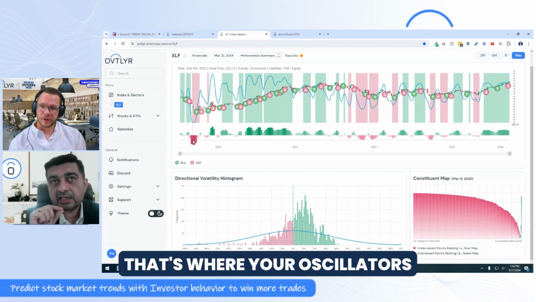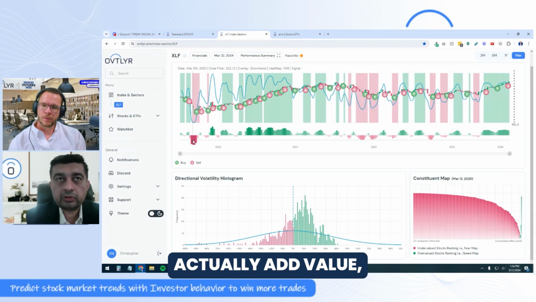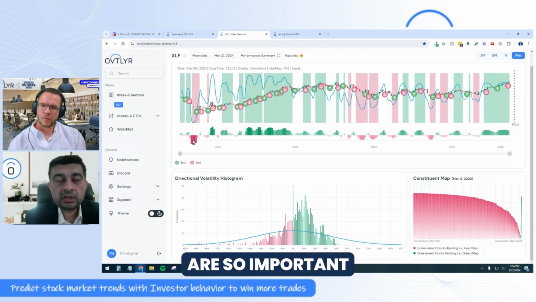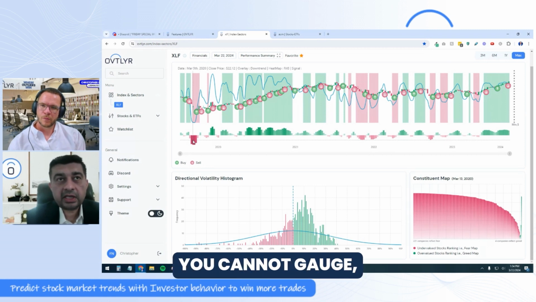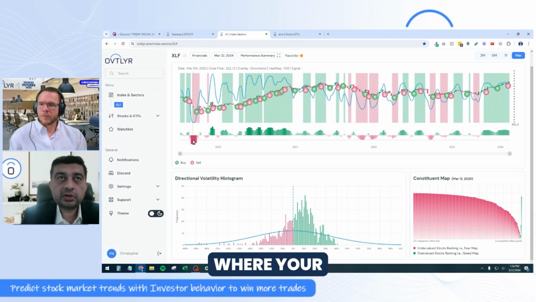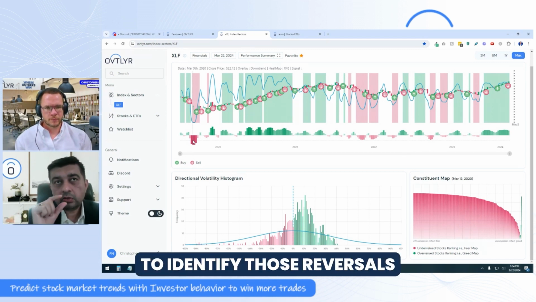Absolutely. That's where your oscillator actually adds value, because if the market is falling downwards, reversal points are so important, because without them you cannot gauge if it is changing direction or not. And that's where your oscillator actually helps to identify those reversals very accurately.